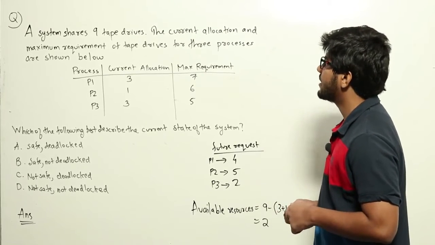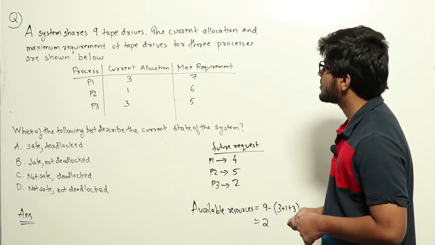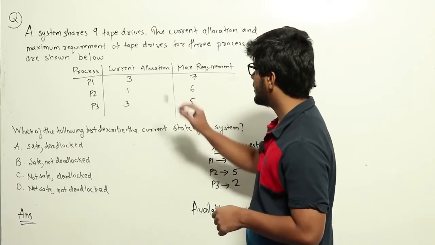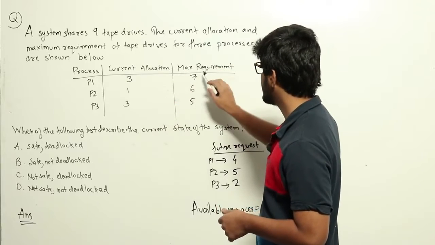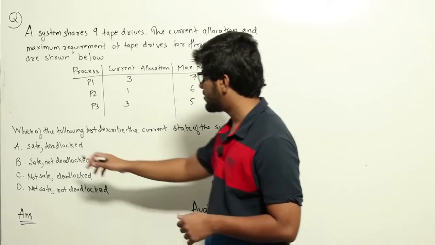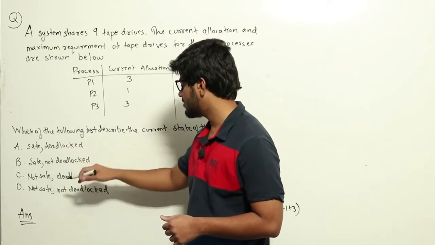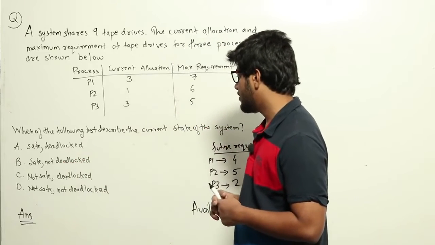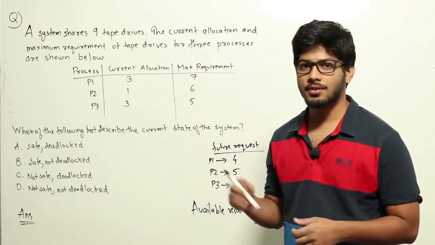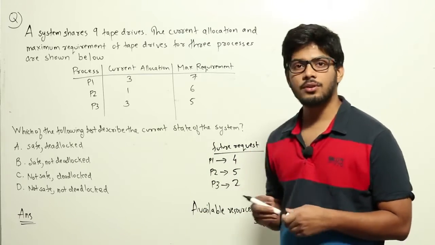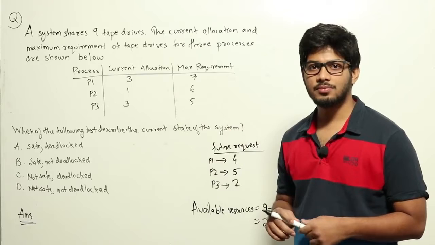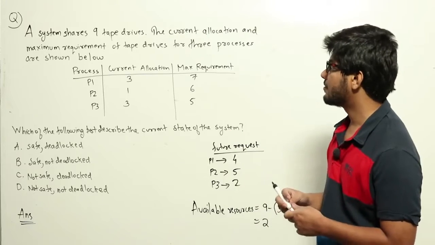A system shares 9 tape drives. The current allocation and maximum requirement of tape drives for 3 processes are shown below. Process P1, P2, P3, current allocation 3, 1, 3, maximum requirement 7, 6, 5. Which of the following best describes the current state of the system? A. Safe, deadlocked. B. Safe, not deadlocked. C. Not safe, deadlocked. And D. Not safe, not deadlocked. So this is a very straightforward question from Banker's algorithm, coming from the operating systems topic. If you don't know Banker's algorithm for solving such questions regarding deadlocks, please refer to the video lectures for the same and learn that first.